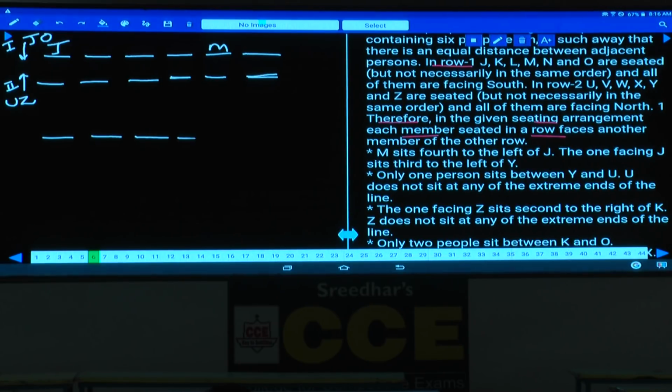1, 2, 3, 4, 5, 6. And 1, 2, 3, 4, 5, 6. And J at the second place, M will be here. Hence, in total, how many possibilities do we have? We have exactly 2 possibilities for this.